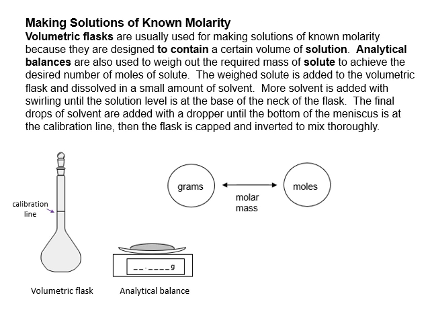Volumetric flasks are usually used for making solutions of known molarity because they are designed to contain a certain volume of solution. Analytical balances are also used to weigh out the required mass of solute to achieve the desired number of moles of solute. The weighed solute is added to the volumetric flask and dissolved in a small amount of the solvent. More solvent is added with swirling until the solution level is at the base of the neck of the flask. The final drops of solvent are added with a dropper until the bottom of the meniscus is at the calibration line. Then the flask is capped and inverted to mix thoroughly.